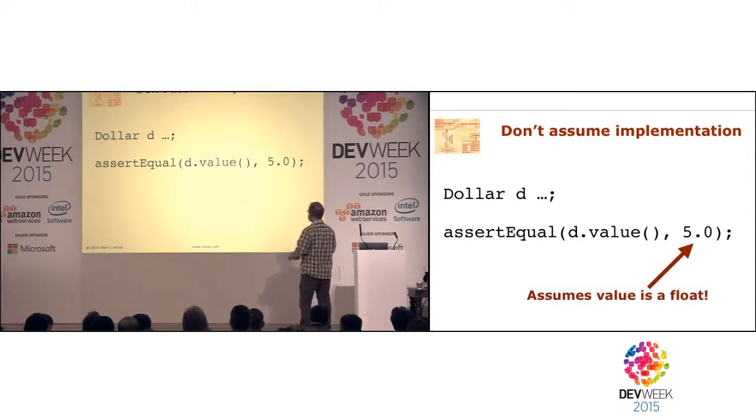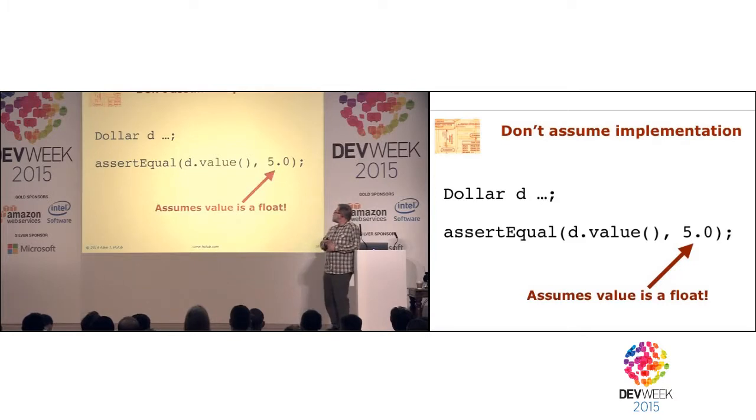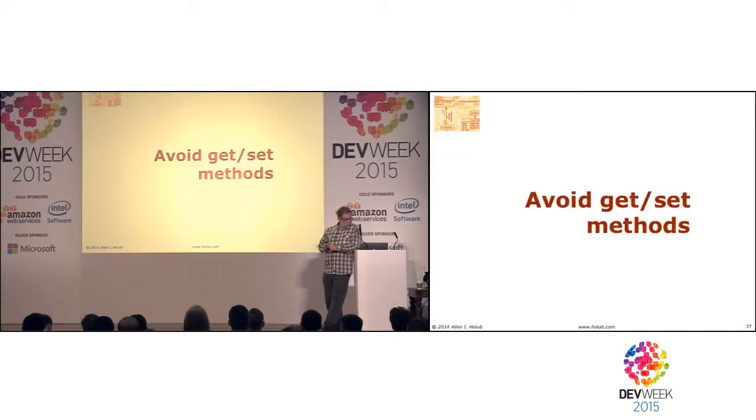So you don't want to assume anything about an implementation in a test, right? This is making a lot of assumptions here, because it's effectively doing a get value, right? We're assuming that it's a float, among other things, or a double, right? Something that could be represented in a particular way. So you want to avoid these get set methods.